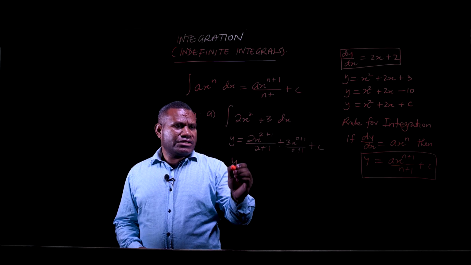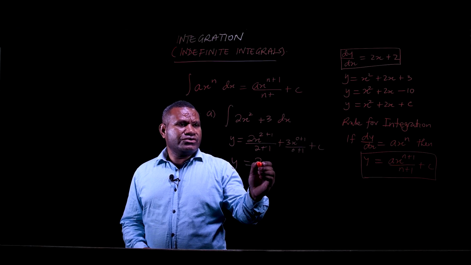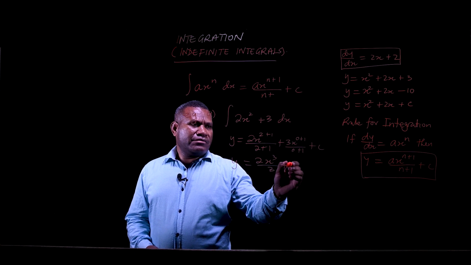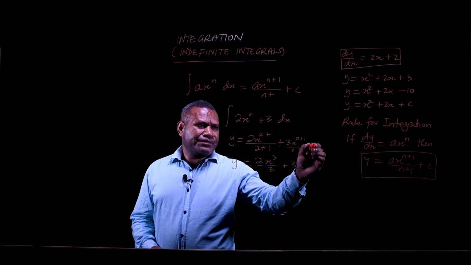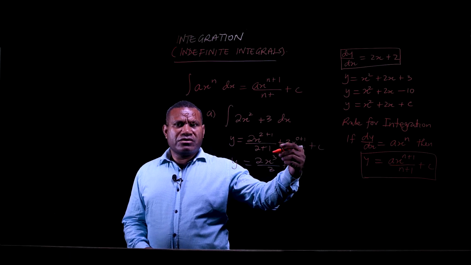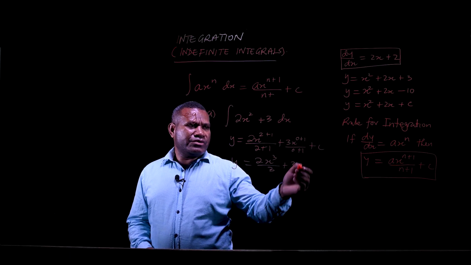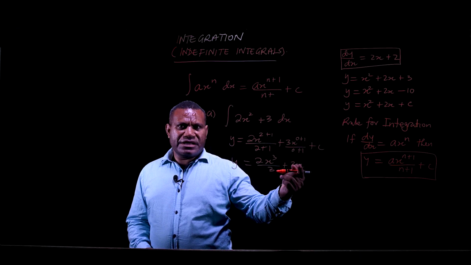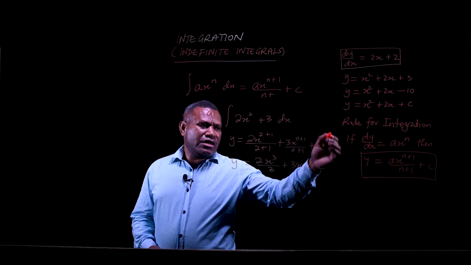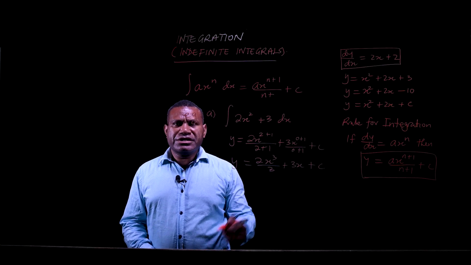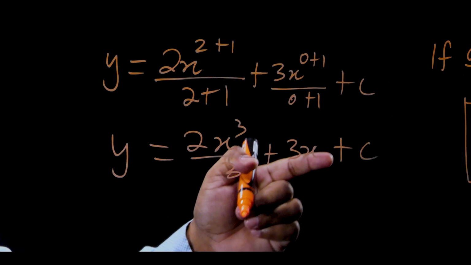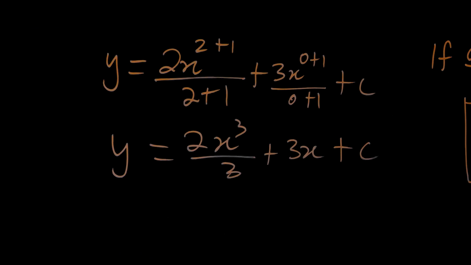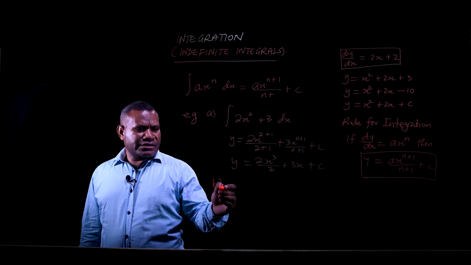Right, so if we simplify this expression, we get 2x raised to the power of 3 divided by 3 plus 3x raised to the power of 1, but we don't normally write the power of 1, so we just write 3x. Divided by 1 will be just that number, so it will be plus the constant of integration. This expression is called the indefinite integral of this function. Now let's take a look at the second example.